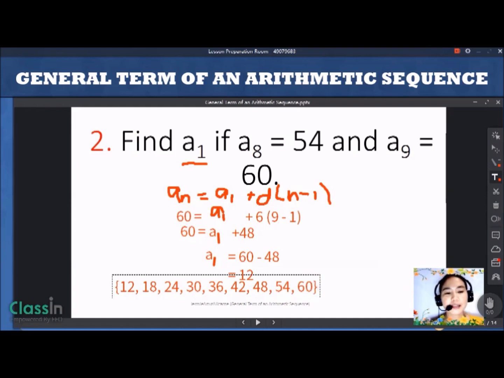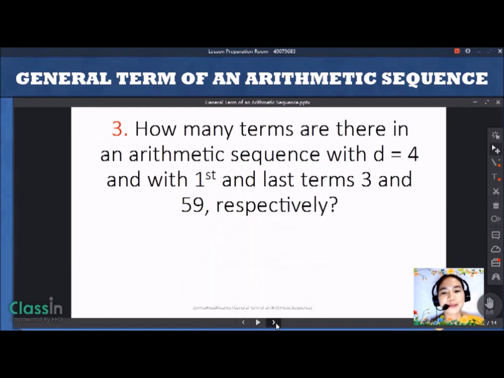Did you see that? We have how many terms? We have 1. That is the first term. 2, 3, 4, 5, 6, 7, 8. 54, that is our 8th term. And 60 is our 9th term. Okay, let's go to the next example.